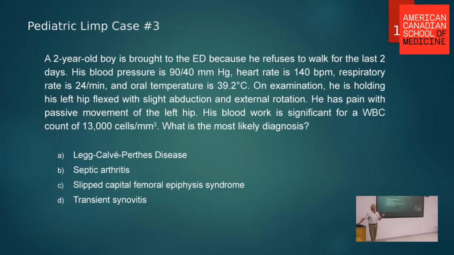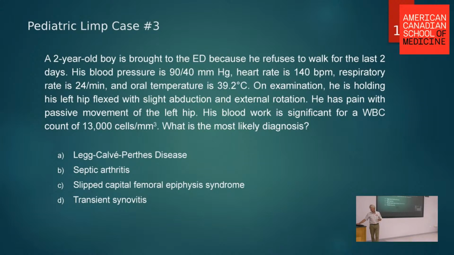So we have another case here of a 2-year-old boy brought to the ED because he refuses to walk for the last 2 days. Blood pressure 90/40. That's okay for a 2-year-old. Heart rate of 140, that's elevated. Respiratory rate 24, mildly elevated, but not too bothersome. And an oral temperature of 39.2. That equates to about 102 and change. So elevated temperature, mild tachycardia, hip pain.